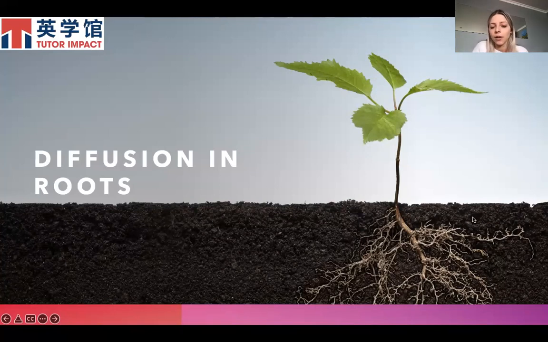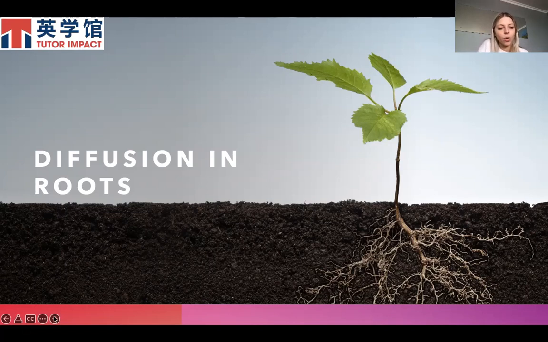And you can see from this diagram here that all of these roots are spread out into the soil and they're very thin. So they have a high surface area to volume ratio, which means that the rate of diffusion is going to be increased because there is a greater surface area. So there's more space for those molecules to move into the cell.